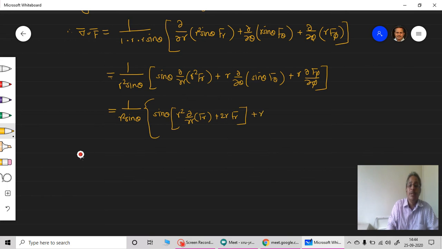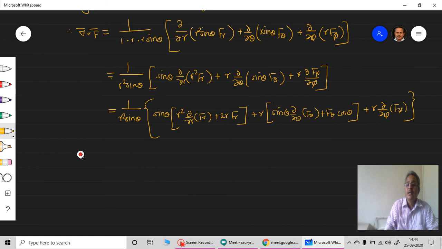this will be in the bracket sin theta into del by del theta of f theta, plus it is simply f theta remains as it is into cos theta, that is the differential of sin theta with respect to theta. And the last term is r into, that's a simple term, del by del phi of f phi. This is the last term, and then this bracket.